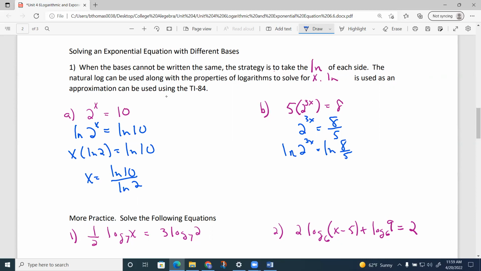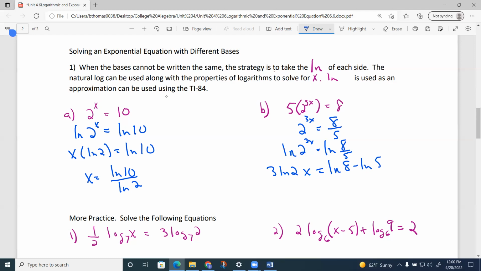What happens is the 3x can now come out in front. What I'm going to do is just rewrite this as 3 ln of 2, and I'm going to put the x on the other side. Since that's all multiplication, I like to have the x on the end. Over here, notice that since we have a quotient, using the property of logarithms, I can write that as a subtraction, a difference. So I can write that as the natural log of 8 minus the natural log of 5.